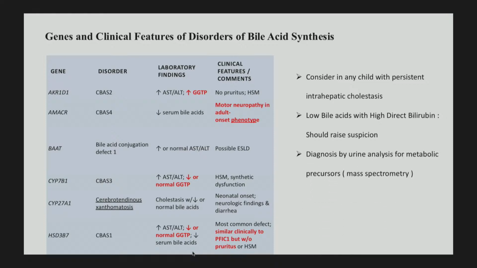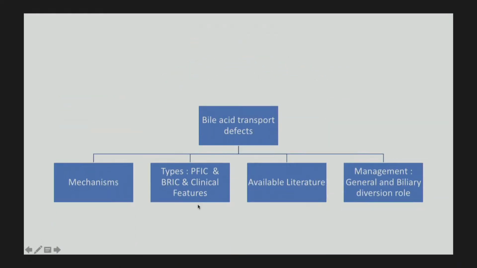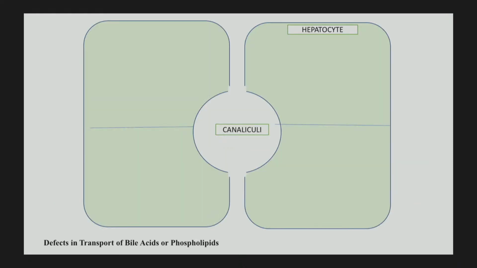Diagnosis is by urine analysis for metabolic precursors by mass spectrometry, and treatment is by oral cholic acid therapy, which can be given for supplementation. Now we have discussed the inborn errors of bile acid synthesis. Now we will go for bile acid transport defects under the headings of mechanisms, types, and we'll have a brief look at the available literature and the management.